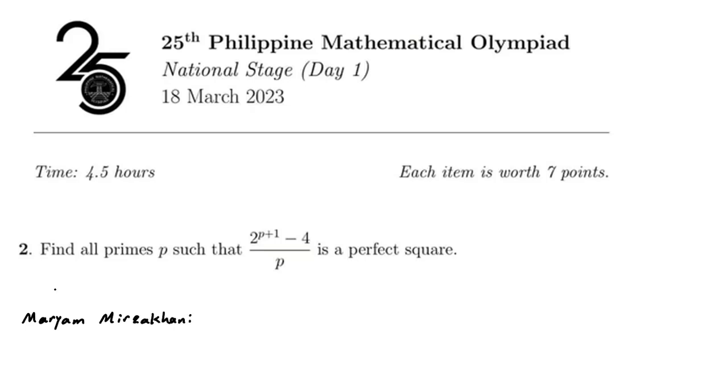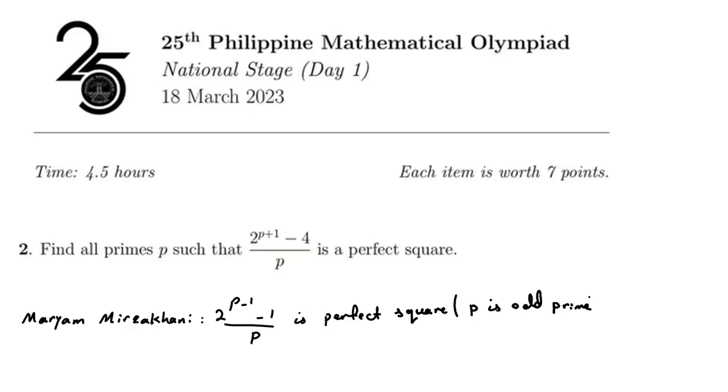It is, I think, from around 15, 20 years ago, the book. The problem is exactly similar, and the idea, the solution is also similar. The problem was this: (2^p - 1)/p is a perfect square, and p is an odd prime number. Find all p.